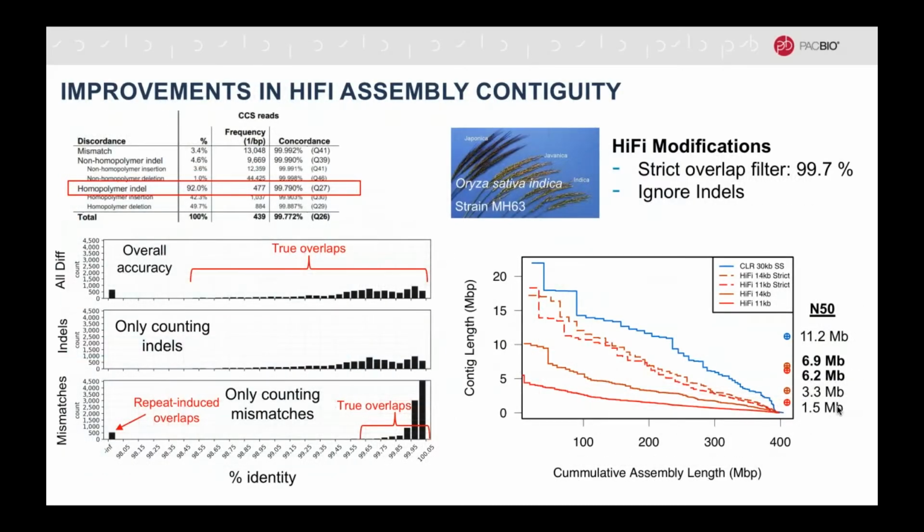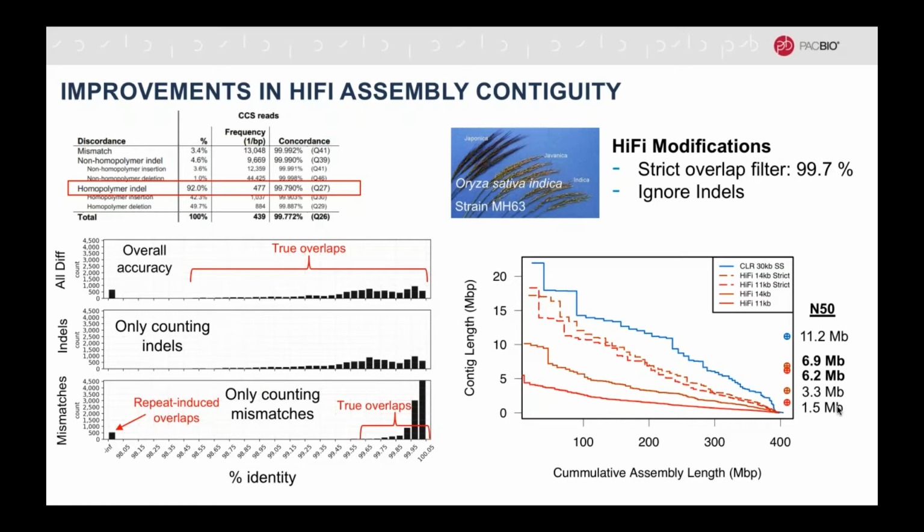So the modifications that we made to Falcon involved the HiFi read overlapping and filtering prior to graph construction and contig generation. We added the ability to ignore indel differences in HiFi read overlaps, and we increased the stringency of overlaps to take advantage of the higher accuracy of the HiFi reads. Shown in the top left is a table from the Wenger et al. bioRxiv preprint showing that homopolymer indels are the predominant error type in HiFi data.